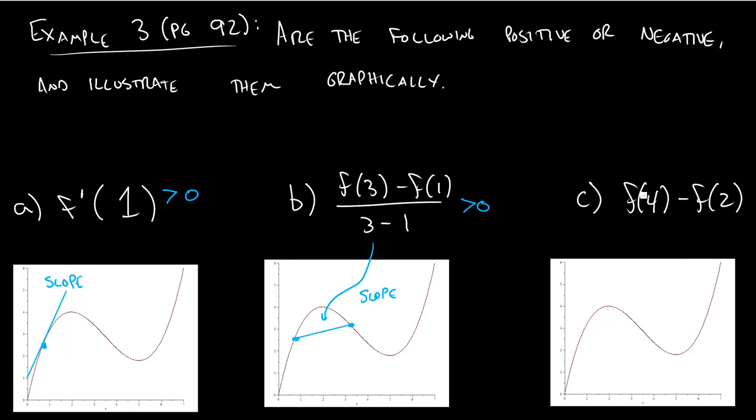But how about this last one? So f of 4 minus f of 2. So what it's talking about is we look at what f of 4 is, and we look at what f of 2 is. But do we draw a line between these 2 points and go for the slope again?